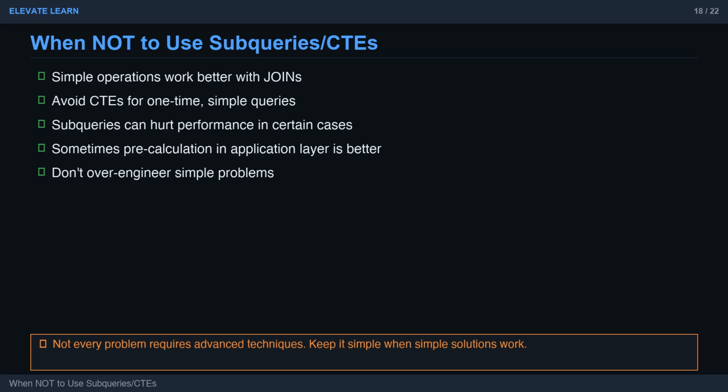You're almost always better off rewriting them as joins with aggregation. The having clause accomplishes what the correlated subquery was doing, but much more efficiently. Another consideration: sometimes it's better to do calculations in your application layer. If you're loading data into Python, R, or JavaScript, complex transformations might be easier and more maintainable there.